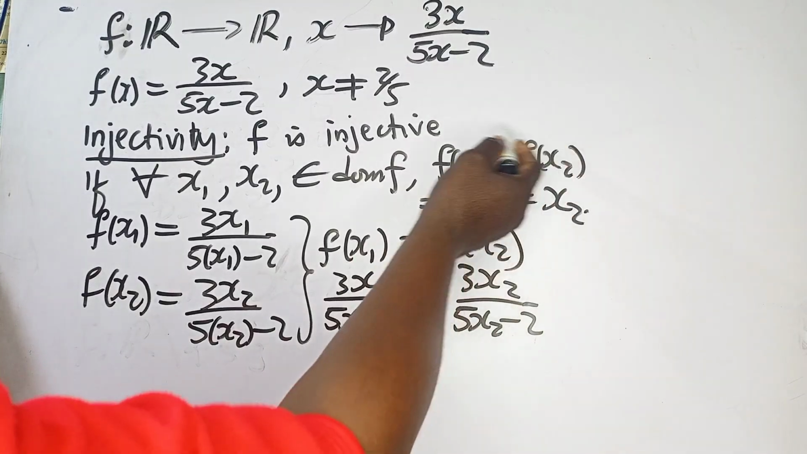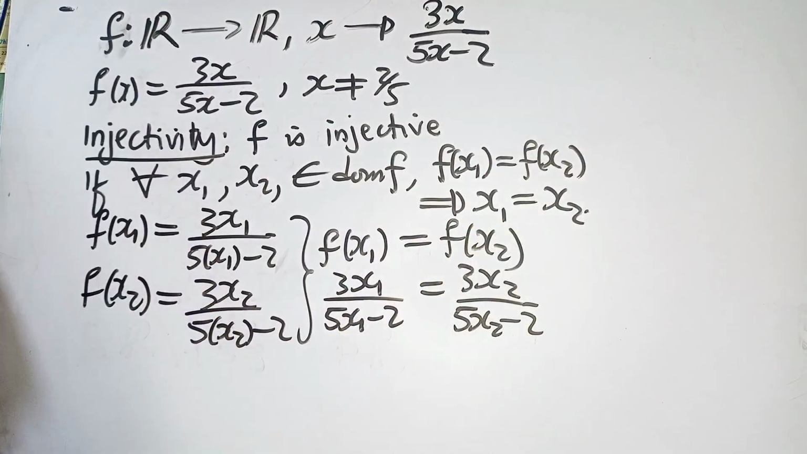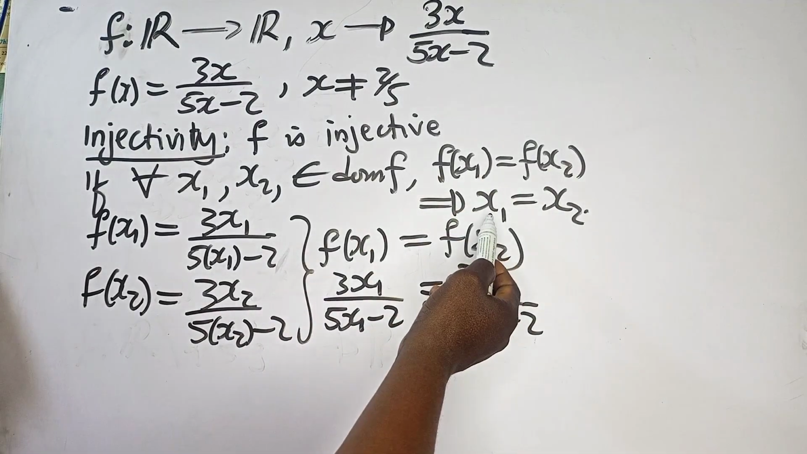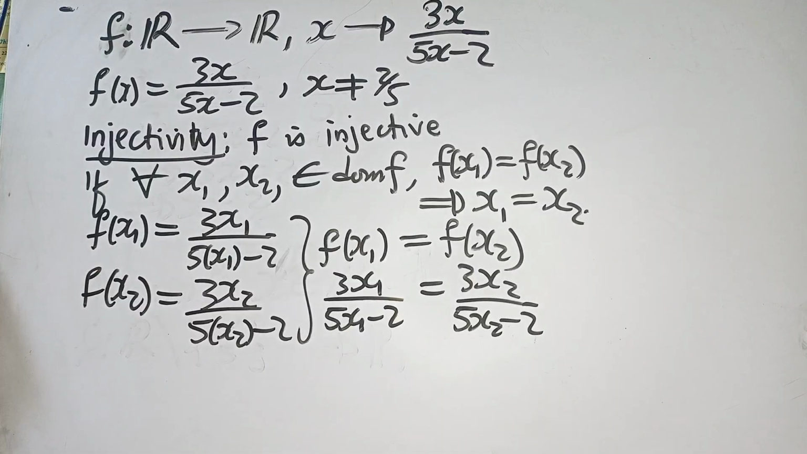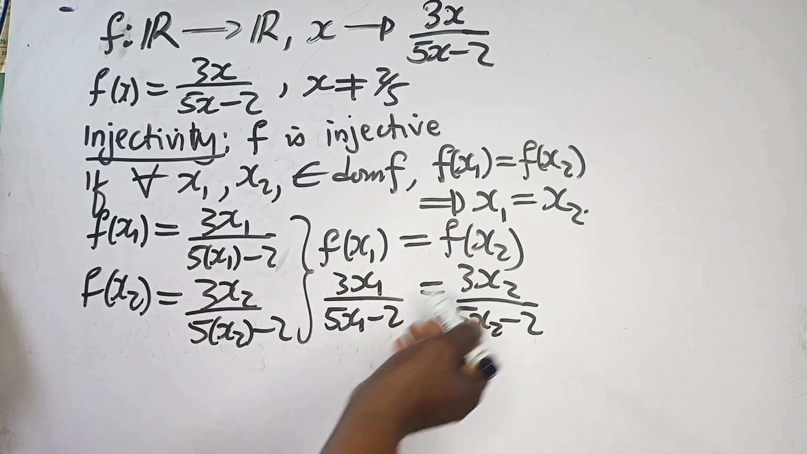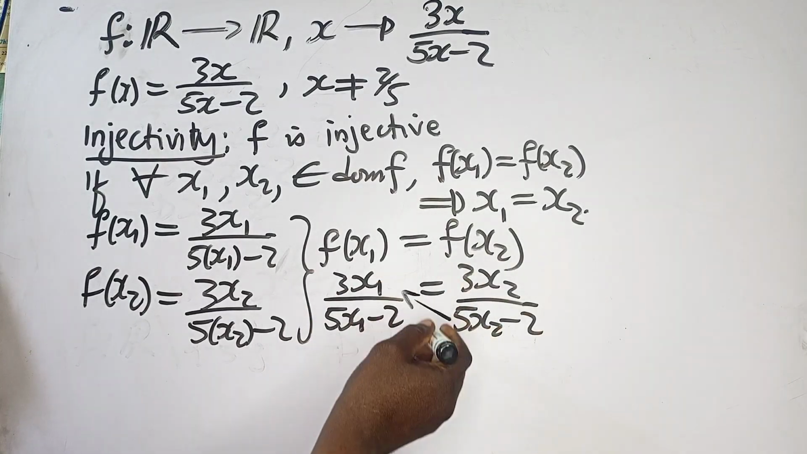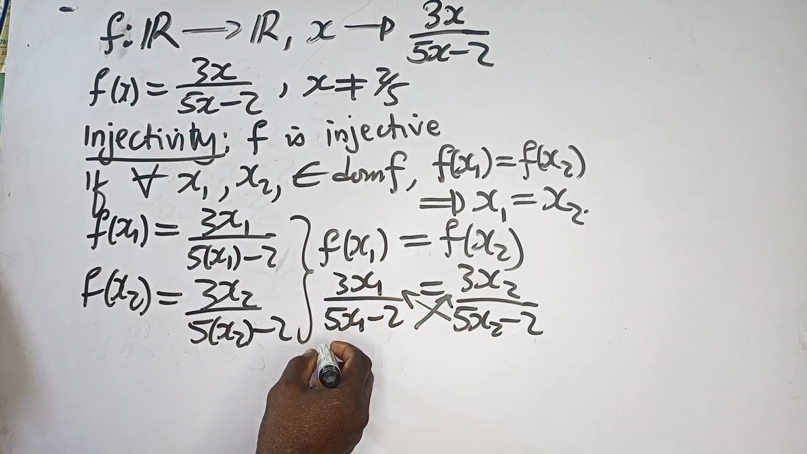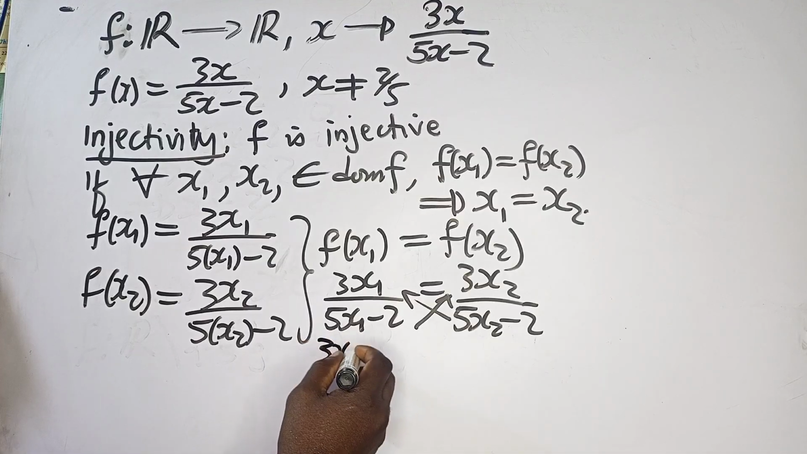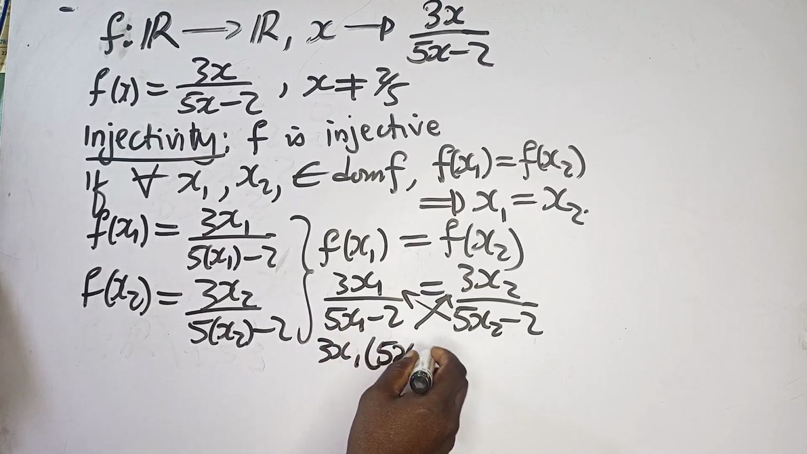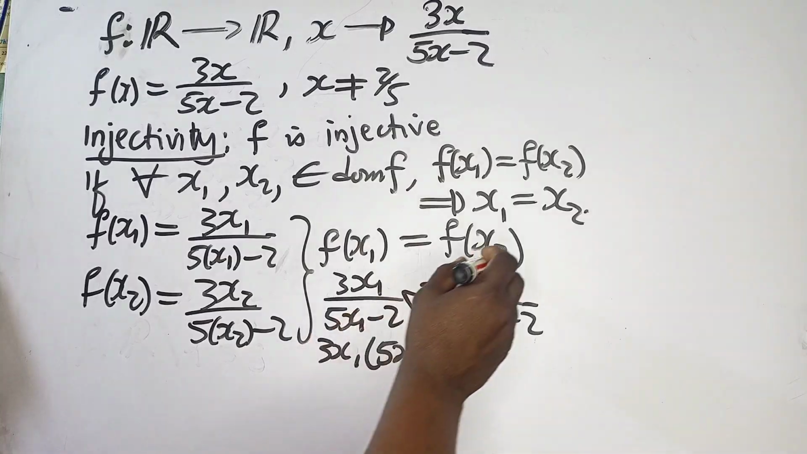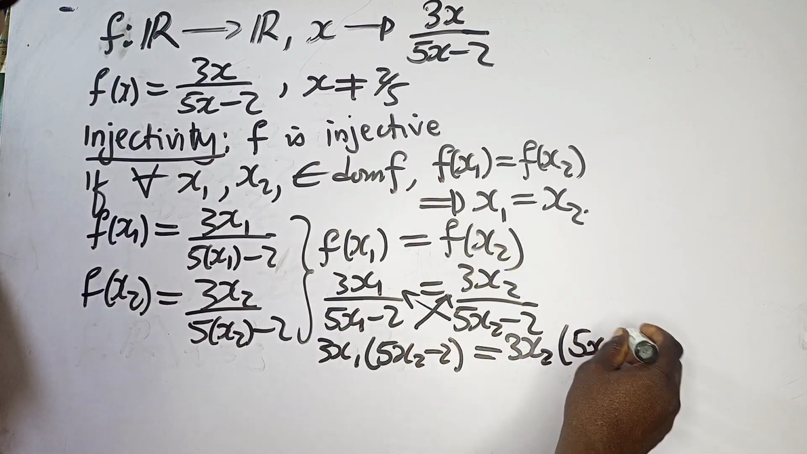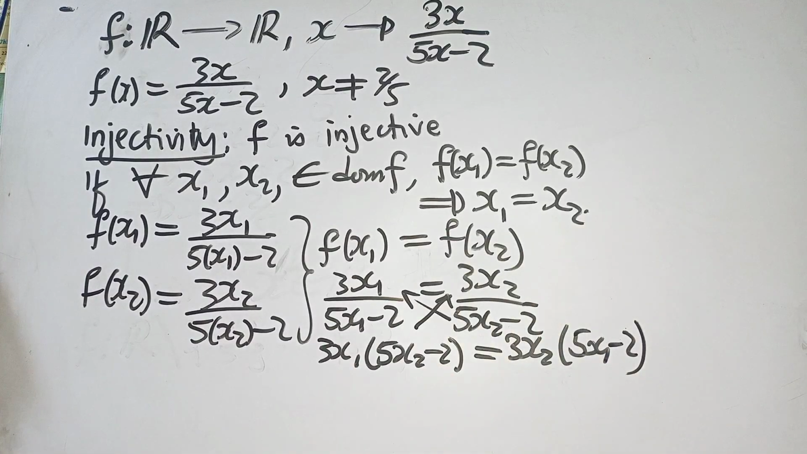So we work with this to see if we can produce x1 equals x2. Let's go and see. This expression is rational, and this one is rational, so we can carry out cross multiplication. We have 3x1 into 5x2 minus 2, and this denominator multiplies that numerator, 3x2 into 5x1 minus 2. That's what we want to see.